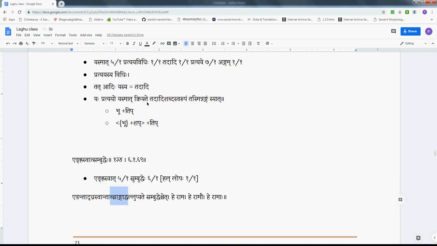Where did he get this Anga? From the earlier sutra that he introduced, he said that whatever precedes the Pratyaya is called Anga, starting from that for which the Pratyaya was ordained. Now, why this Tadadi is mentioned, I'll just clarify this.